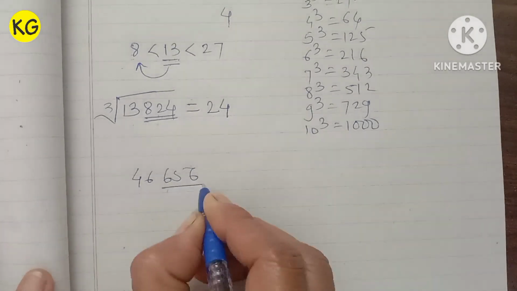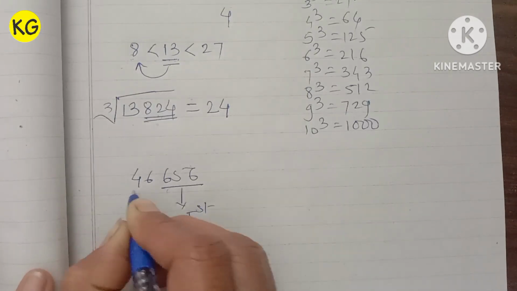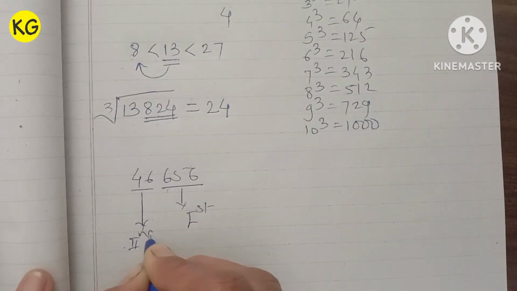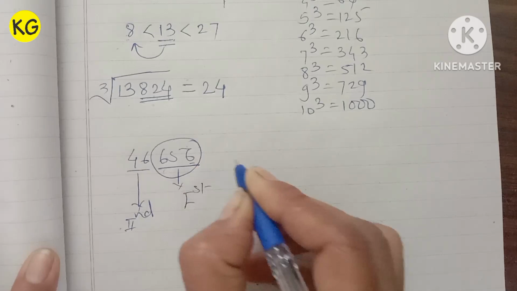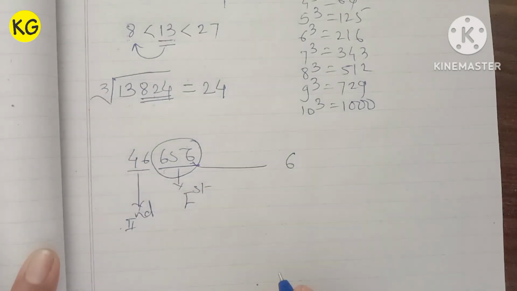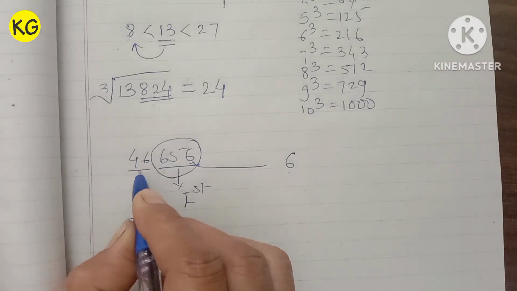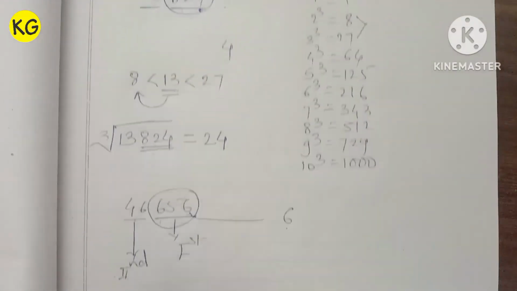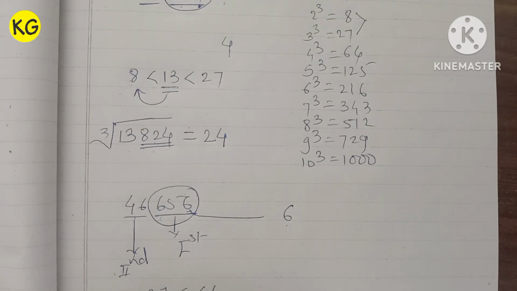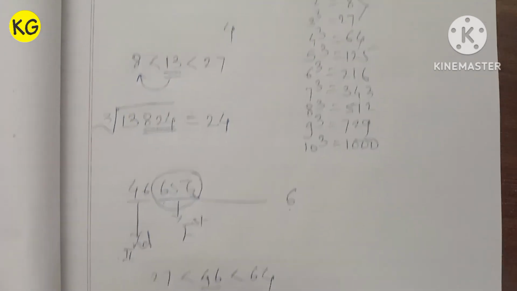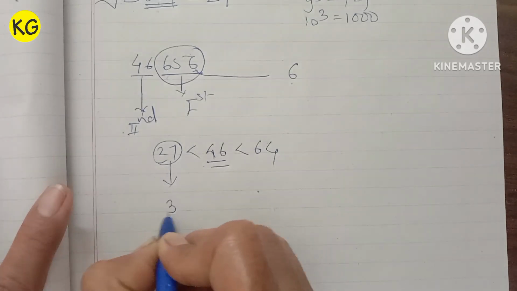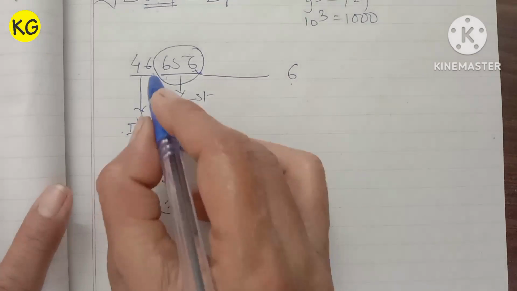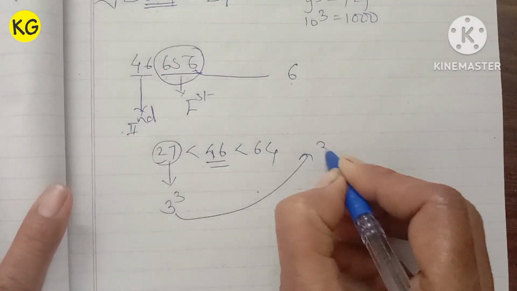46,656. First make the groups. This is the first group and this is the second group. The first group contains the number 6 at the ones place. So use 6 and 46. Now see 46. 27 is less than 46 is less than 64. So for 46 we use 27, and 27 is the cube of 3. So for 46 we use 3.